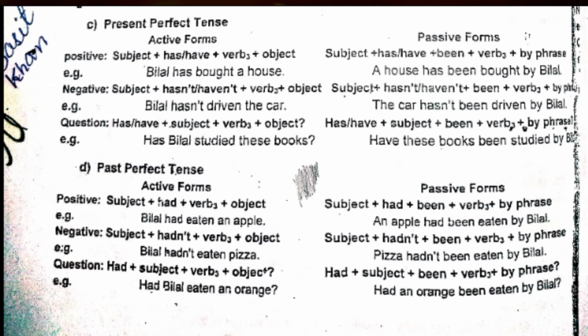Negative example is Bilal hasn't driven the car. The passive is the car hasn't been driven by Bilal. Question sentence is has Bilal studied these books? Passive sentence is have these books been studied by Bilal? Got it?